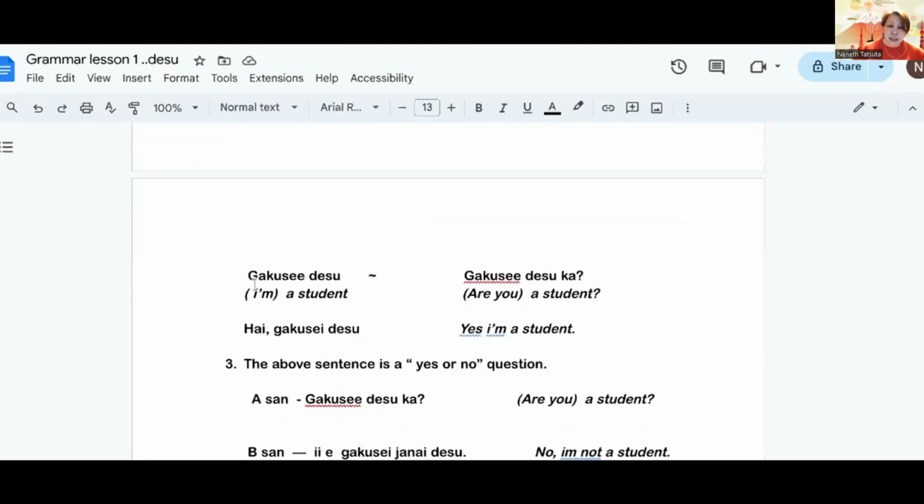For example, gakusei desu. I am a student, a normal, ordinary sentence. But if you put ka at the end, it will become a question. Are you a student? So in reading and in writing, there is no question mark in Japanese. And you would know it is a question only if it has a ka.